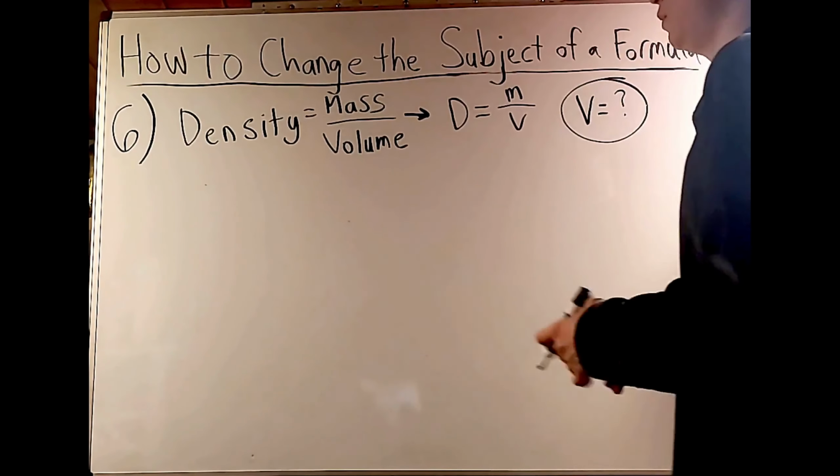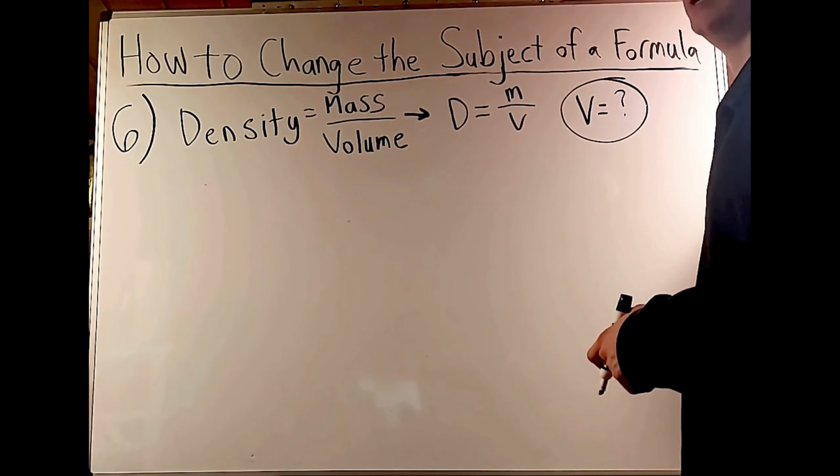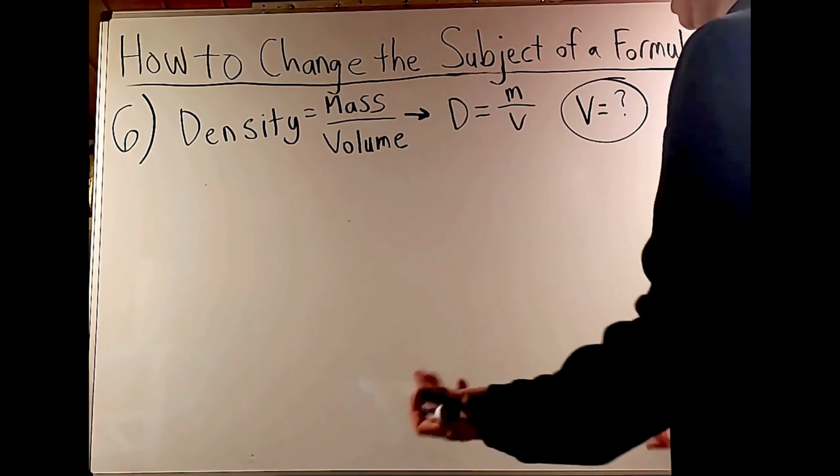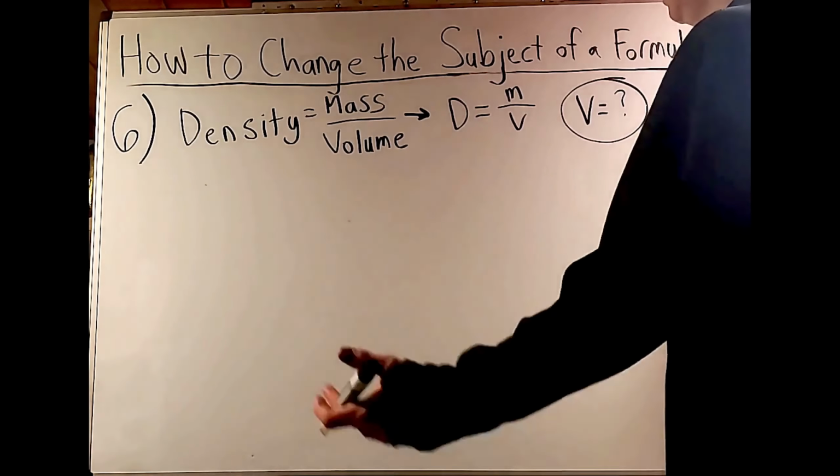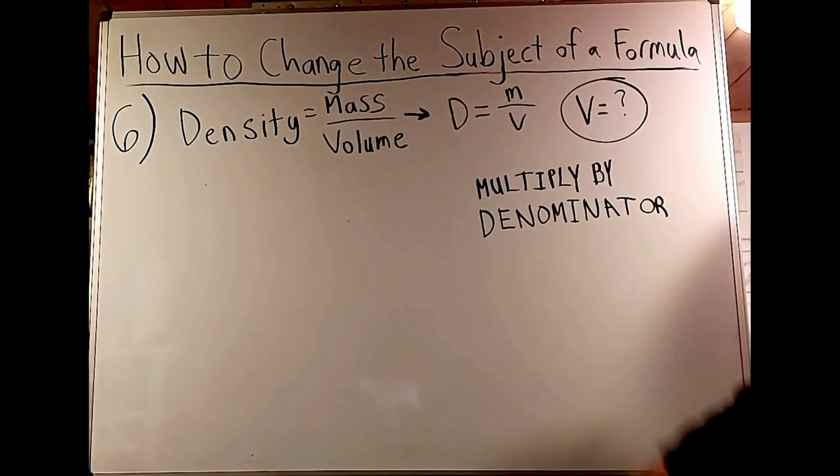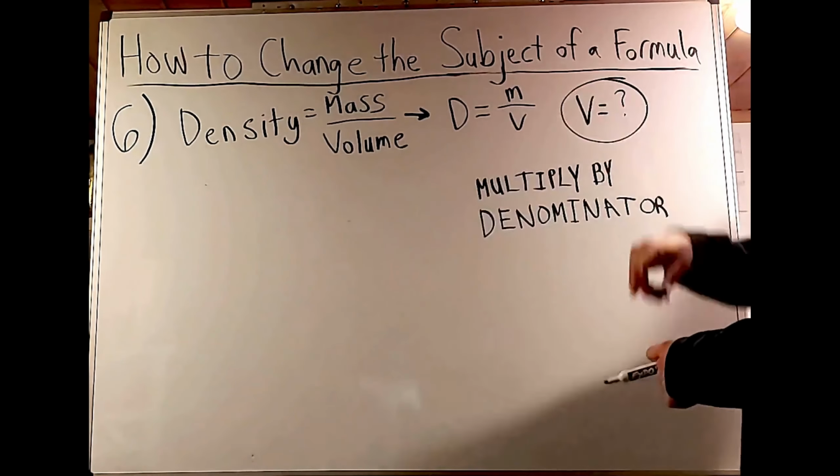Okay, so from here, what would you think would be the first choice? And you might think, well, you're just going to multiply by m. Pretty easy, right? D times m equals v. Well, you'd be incorrect. Okay, so you need to remember, do not multiply by your numerator.